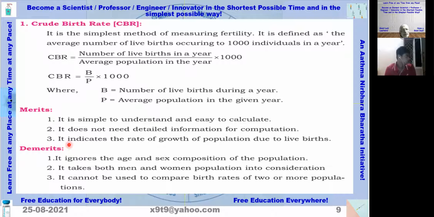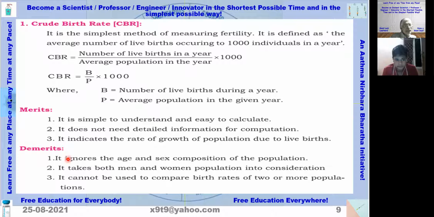It indicates the rate of growth of population due to live births. So how the population strength is increasing with time. Rate of growth means with respect to time. It may show decreasing also, or increasing. Generally increasing, but decreasing comes when there are things like tsunami or wars, earthquakes, natural disasters, floods and droughts. In those cases the population may come down also.